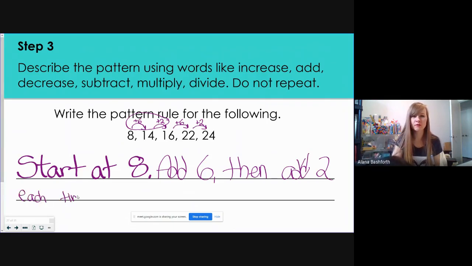And then we know if I was to erase the sequence of numbers right here, we would be able to recreate it using this pattern rule, because we'd know that we'd write 8 first, then we'd add 6, and then 2, and then 6, and then 2, and so on.